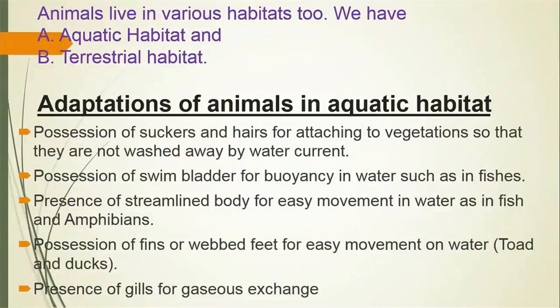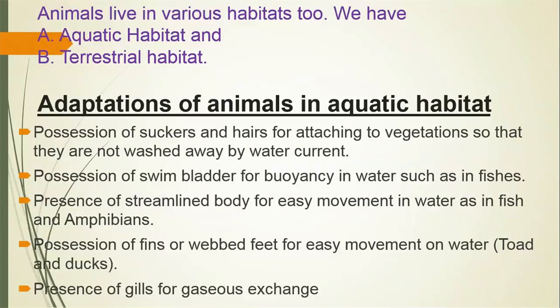Okay, animals live in various habitats. They can live in aquatic habitat, they can also live in terrestrial habitat. So let's look at some adaptations of animals in aquatic habitats. Don't forget that animals that live in aquatic habitat are called what? Yes, aquatic animals. Good. Now, number one adaptive feature is possession of suckers and hairs for attaching to vegetations and even rocks, so that they are not easily washed away by water current.